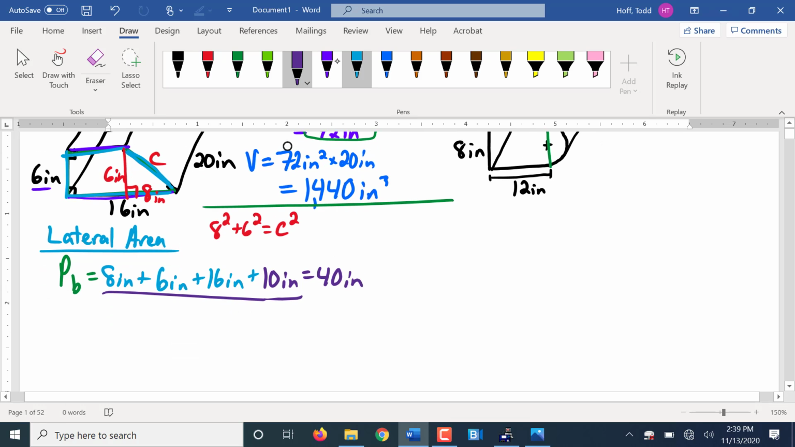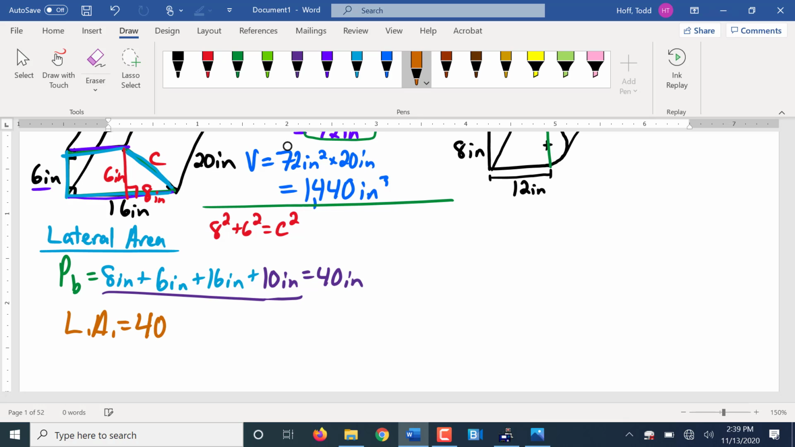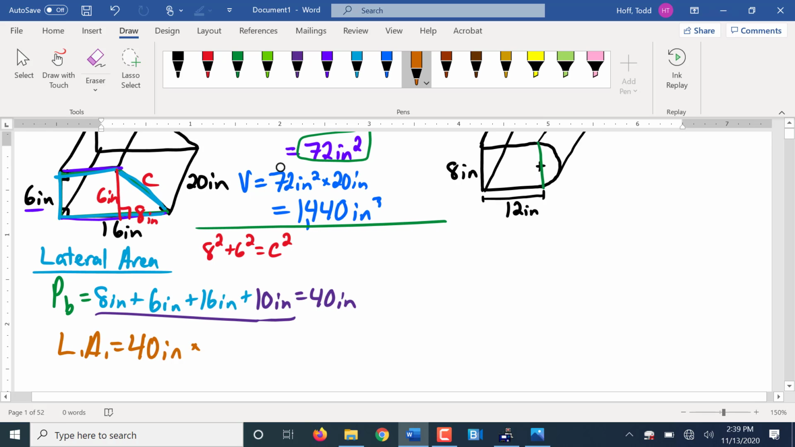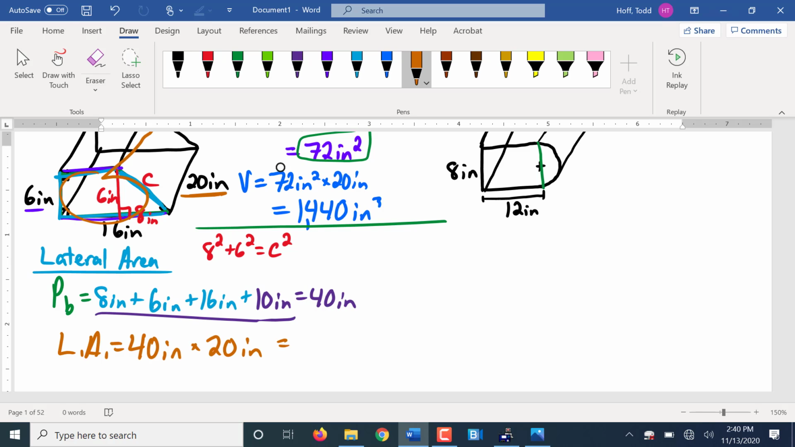So to find lateral area, we have the perimeter of our base, the 40 inches. What do we do with that? You're thinking for a pyramid or a cone. It's just times the height again. It's 20 inches from this base to the other base, and that lateral area is just the distance between bases. So 40 inches times 20 inches gives us 800 square inches. That's the lateral area.